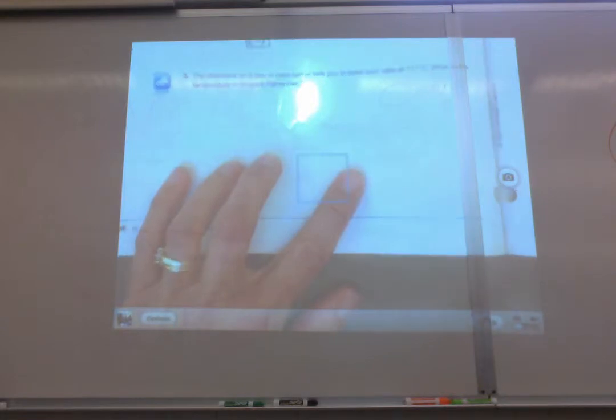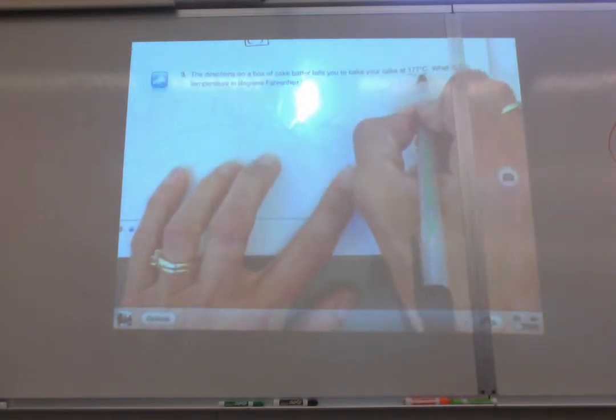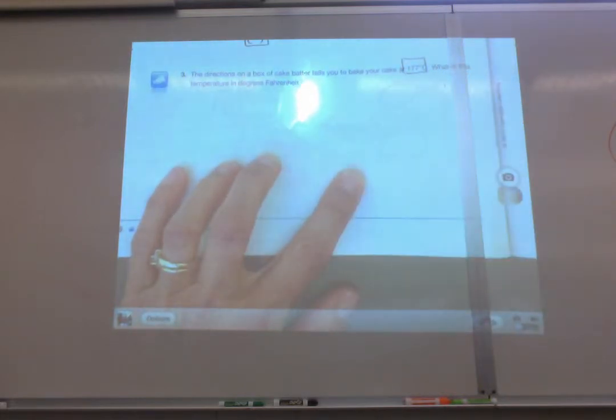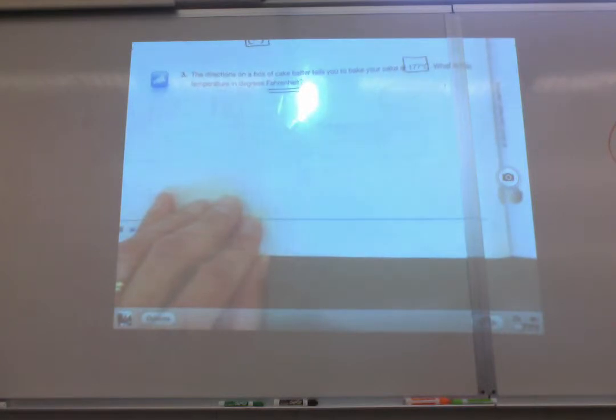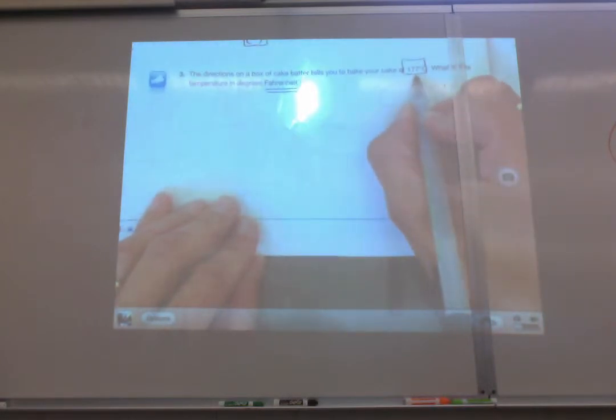Cake box. You bake a cake at 177 degrees C. Uh-oh. I'm from the U.S. and I always do things in Fahrenheit. I don't know what to do with this. I need to convert. Okay? But what kind of temperature is this? Is that the same as what we've been working with? No. Why not, Andy? Pay attention. Because Celsius and Fahrenheit are different.